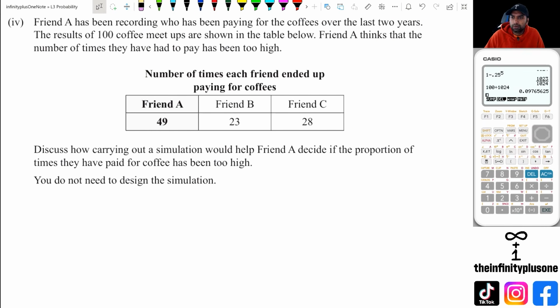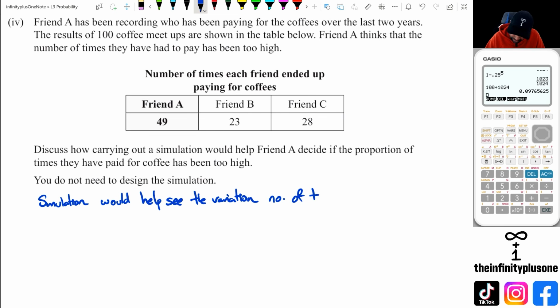Okay, next one. All right, folks, so for this question here, it says discuss how carrying a simulation would help friend A decide. It does say you don't actually need to design the full simulation, but just a rough idea. Now I'm gonna write a couple of notes here, but I think in your exam you probably need to expand it a bit more. So for starters, simulation would actually help see the variation, especially for the number of times each friend had to pay.